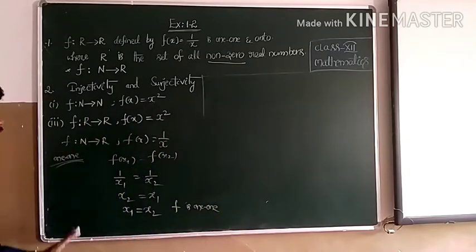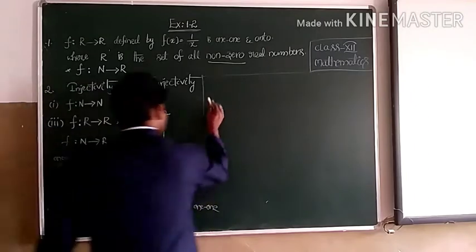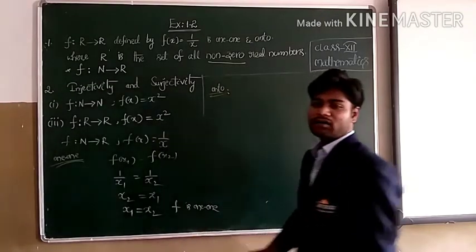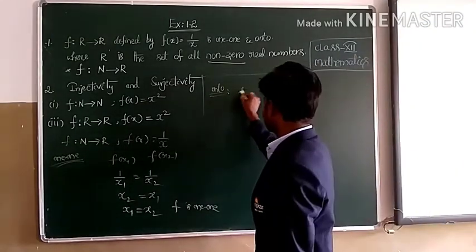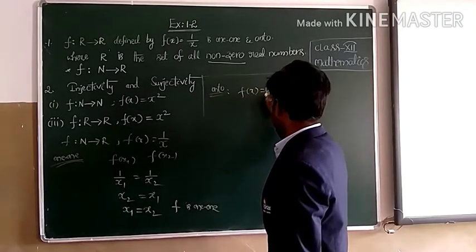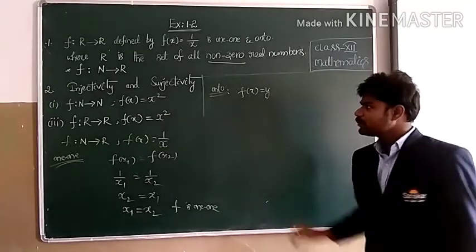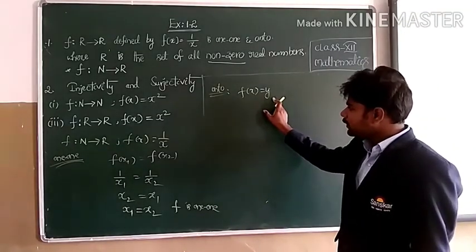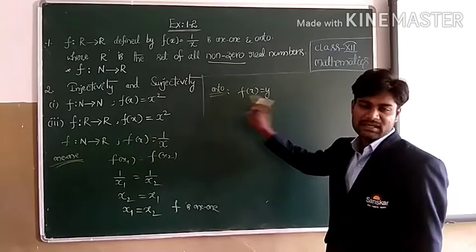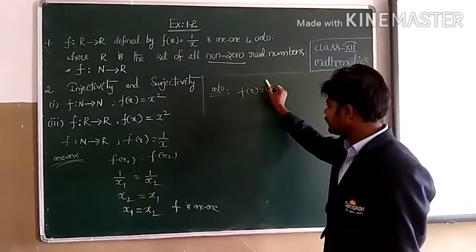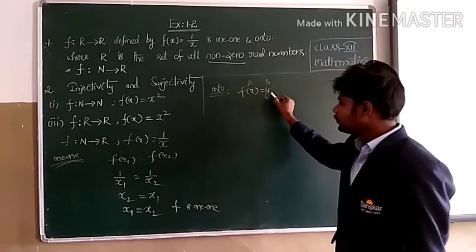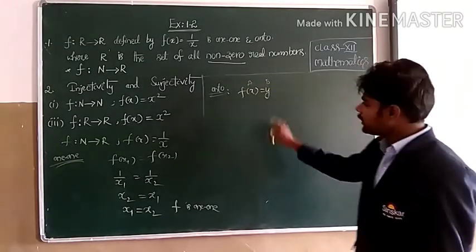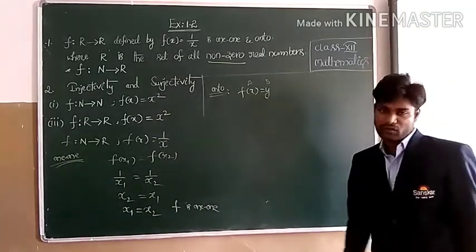Now let's see onto function. Is this one onto function or not? F of x is onto function or not. Onto function condition is f of x is equals to y, right? F of x is equals to y means every element in B has a pre-image in A. Okay, suppose this is B, this is A. So every element in B has a pre-image in A. That is the condition of onto function.